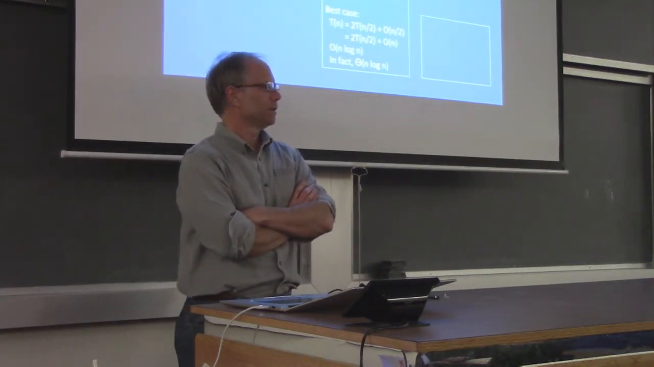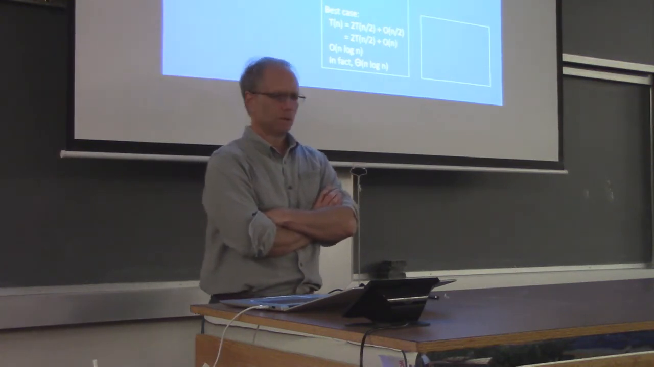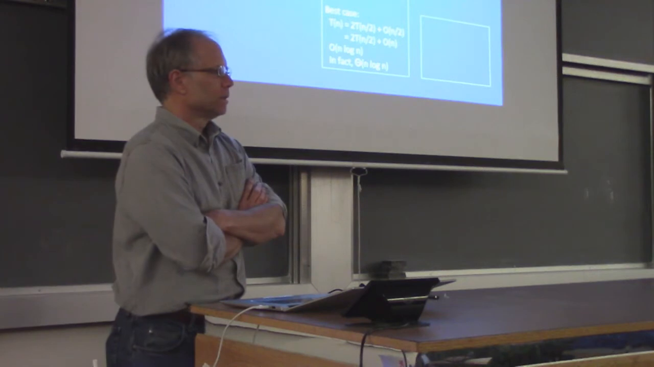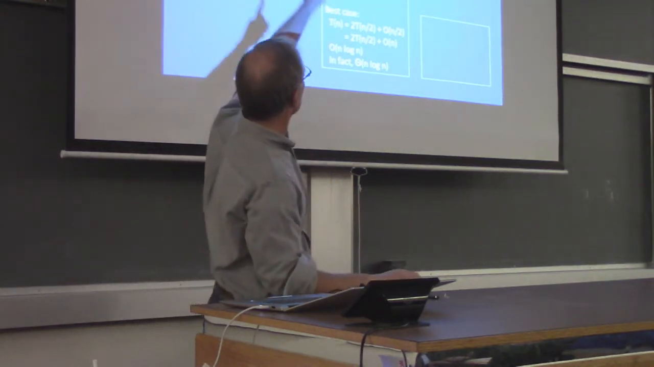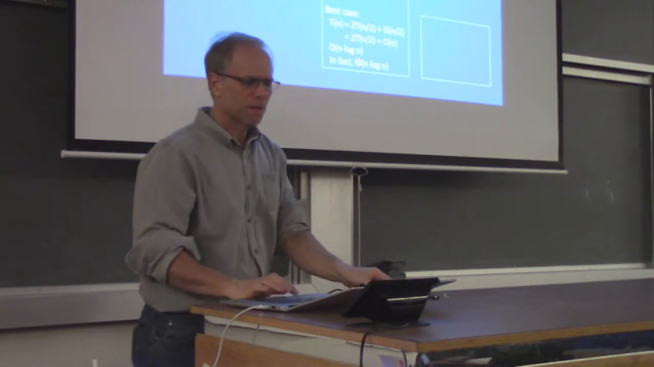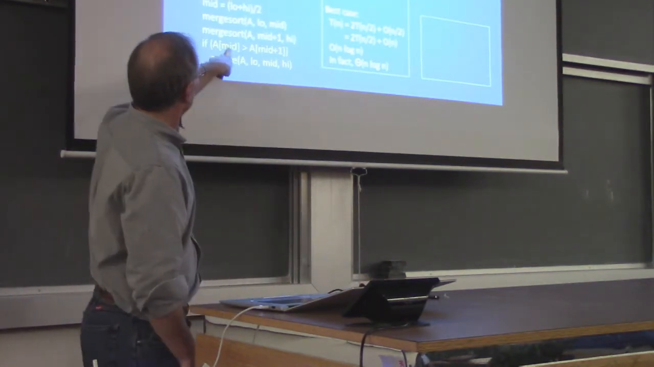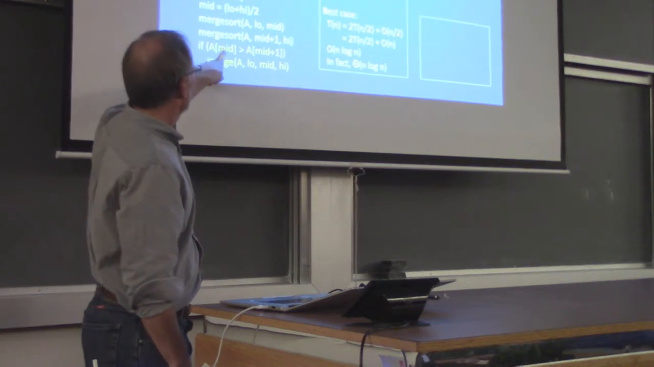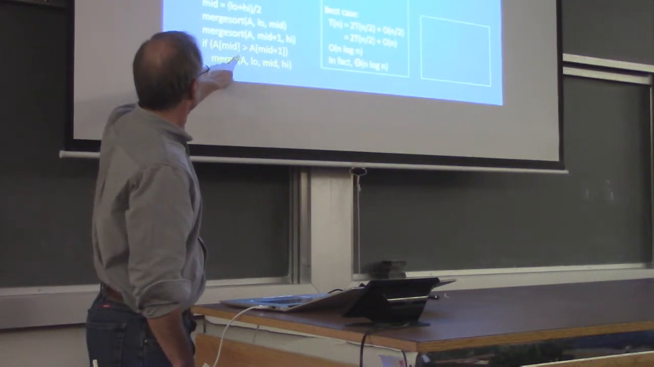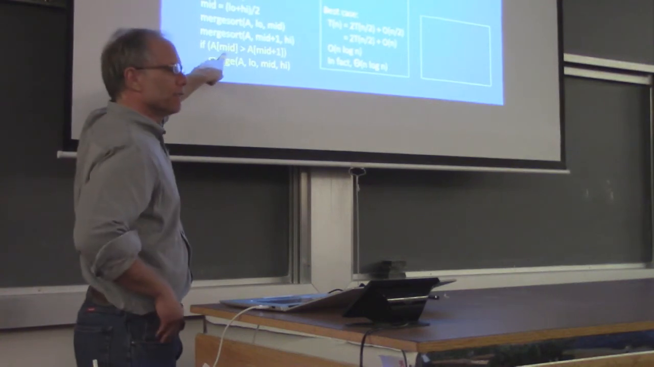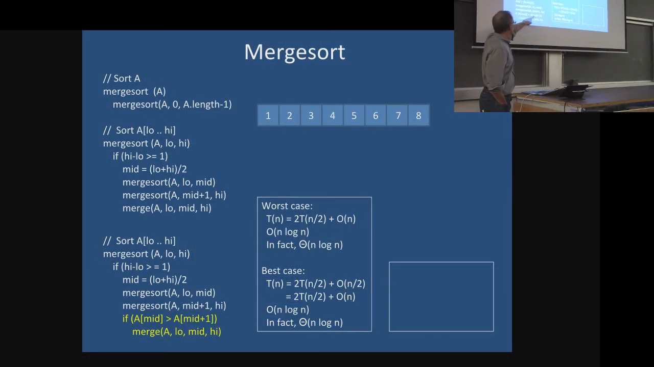Yeah? Could you check if the first element of the second array is greater than the last element of the first? Exactly. So what she said is, take that array right there. If the last element of the left half is greater than the first element of the right half, then you do the merge. Otherwise, you don't. Okay? So how can you skip the merge in this case?